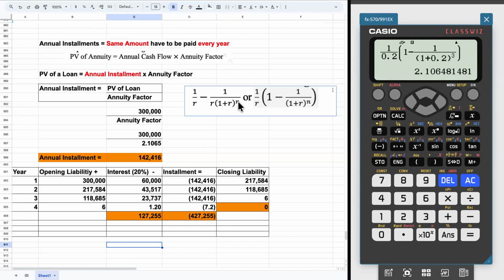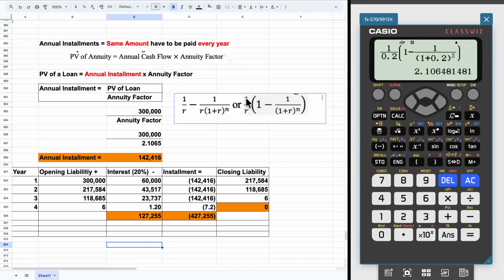Okay. So the equation is very simple, my dears. Use this second part of the equation, right? After O, use this part. It's very simple. 1 over R. R means the interest rate. That is 20%. 20% means 0.2. Open the bracket. 1 take away 1 over 1 plus R to the power of N, because that is the number of years. So it will give you the annuity factor. So this is the actual formula to calculate the annuity factor.